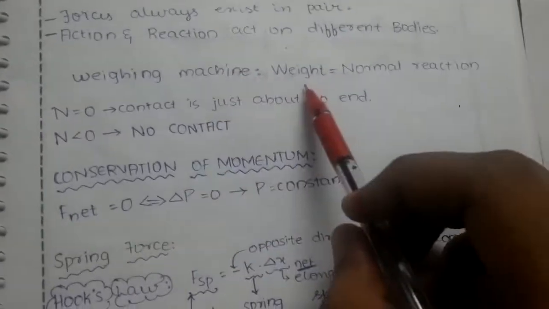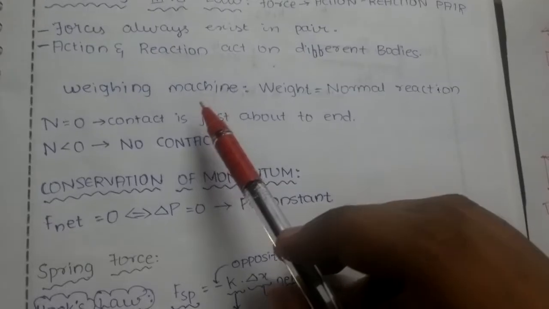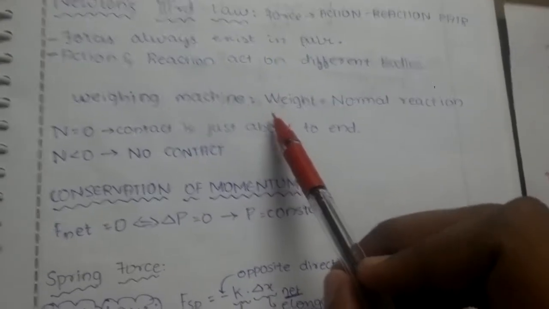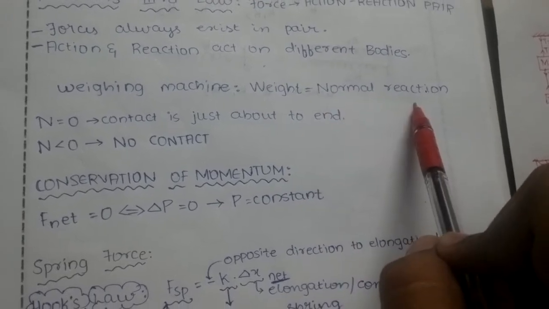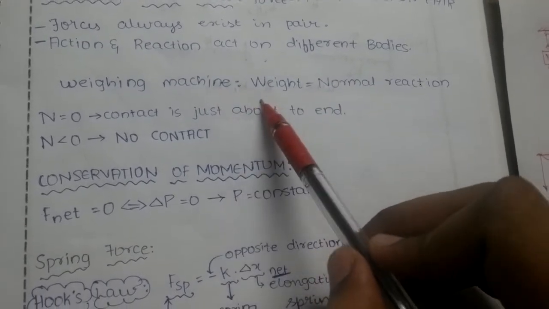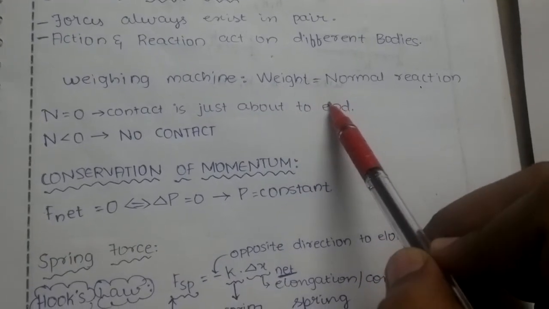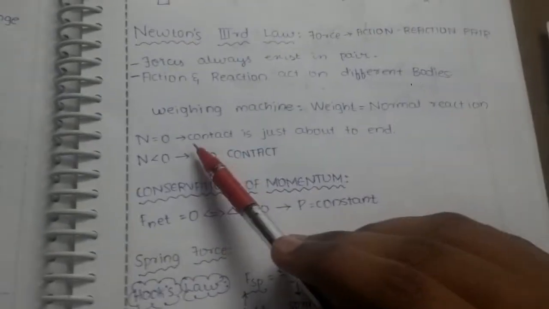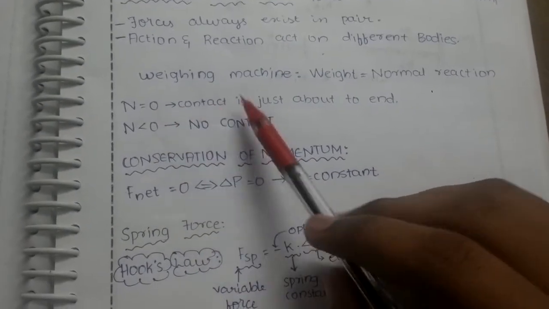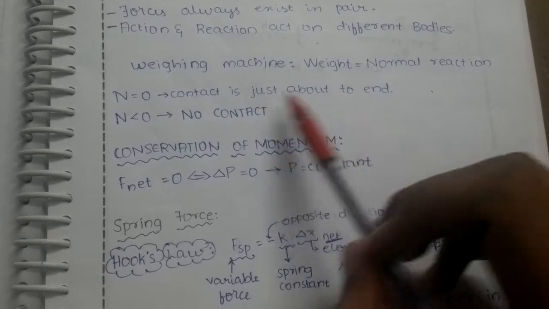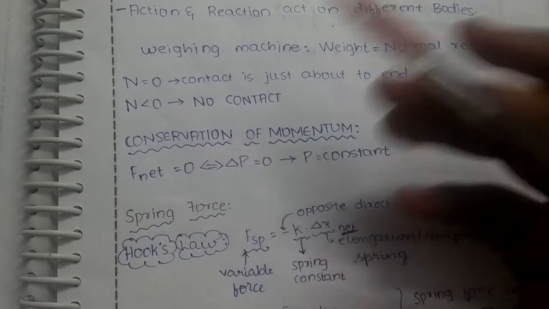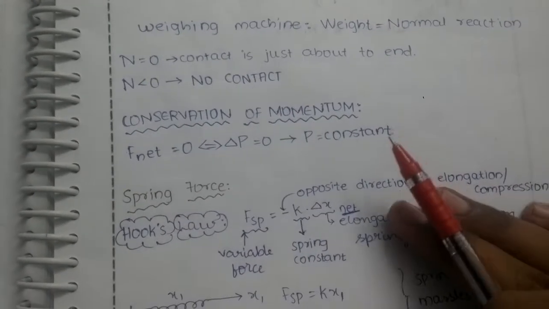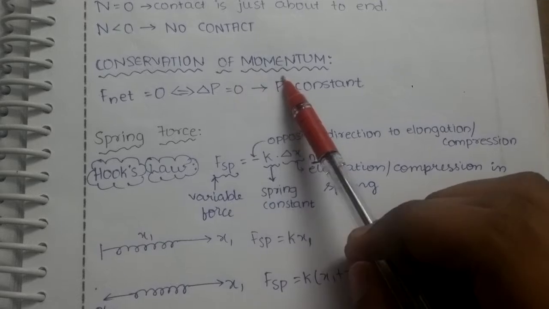For a weighing machine, weight is equal to normal reaction. If we stand on a weighing machine, it does not calculate our weight. It calculates the normal reaction. The normal reaction is equal to mg if we are at rest. These are some cases of normal reaction. If N is equal to 0, contact is just about to slip, meaning it is just about to end. If N is less than 0, there is no contact between them. Easy.